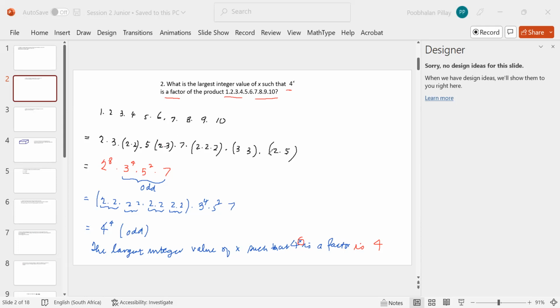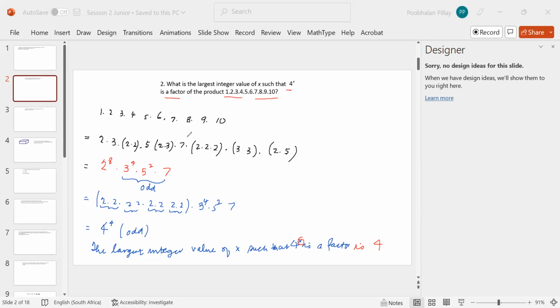So now this is a product of prime numbers. None of them can be factorized any further. And if you group the 2's, you will get 2 to the 8 times 3 to the 4 times 5 squared times 7. You can do that quickly. Now you see the largest power of 2 that can be taken out is 8. You can't take out any more 2's from here.